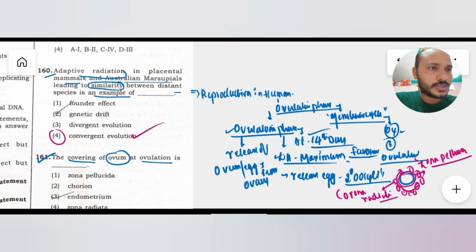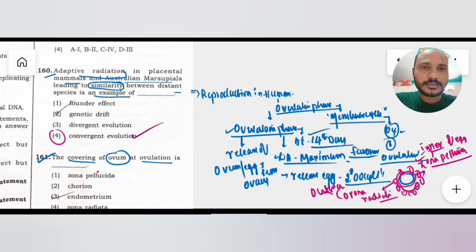So this zona pellucida is formed from the membrane of the egg only. Zona pellucida and corona radiata: this is outside of the egg, and this is inner of the egg. Like that, there are a few membranes which are formed around the egg.